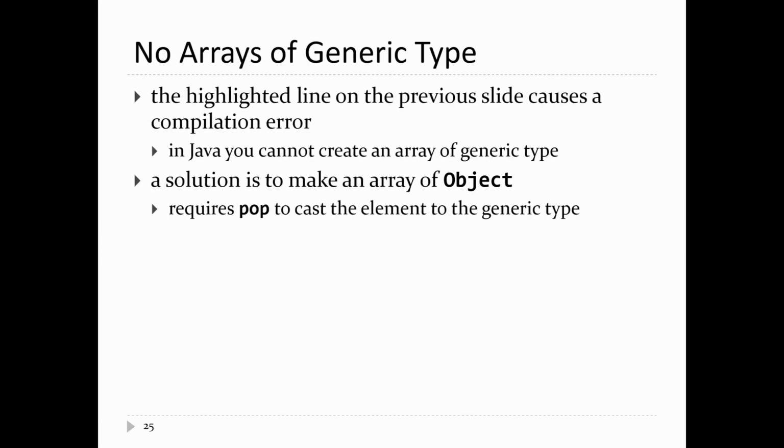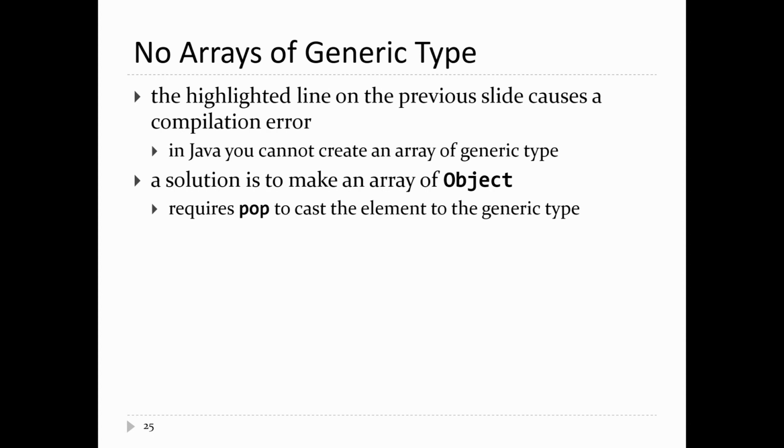So that highlighted line on this slide causes a compilation error. In Java, one of the limitations of generic types is that you cannot make an array of generic type. This is because generic types were introduced into the language quite late. It wasn't until the 5th version of the language that we got generic types. And it turns out that if you try to make a generic array, bad things happen, given the way that the rest of the language is defined.